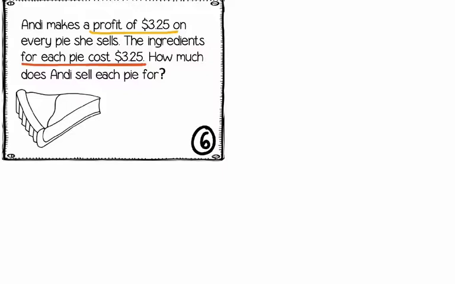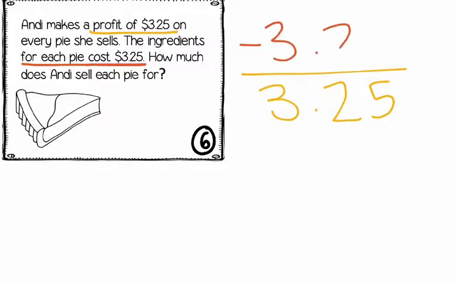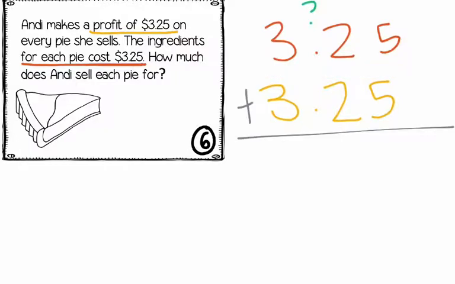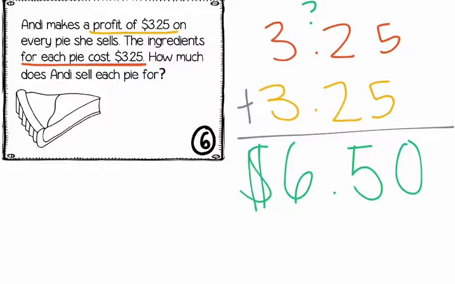So I know that her profit is $3.25 and her expenses are $3.25. I don't know what her income is. So instead I can just add these two together and see what she sells each pie for. So she sells each pie for $6.50, and I can check it.